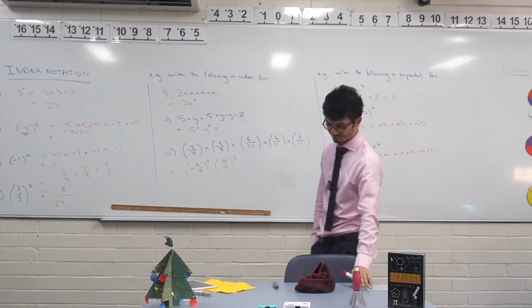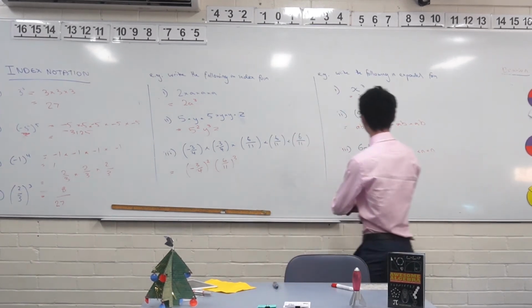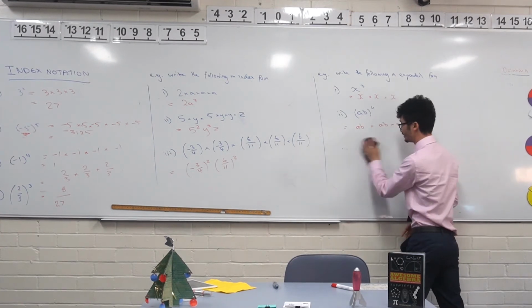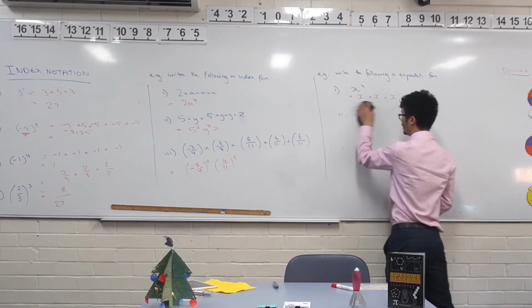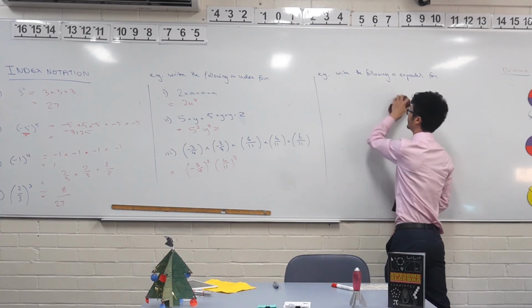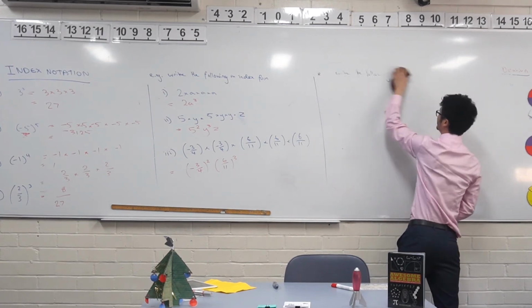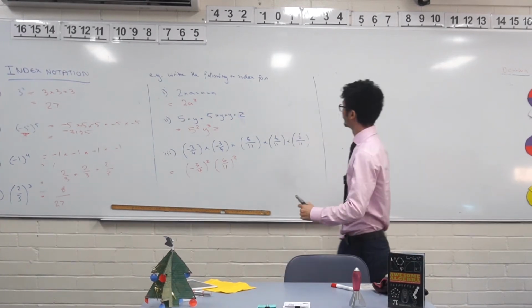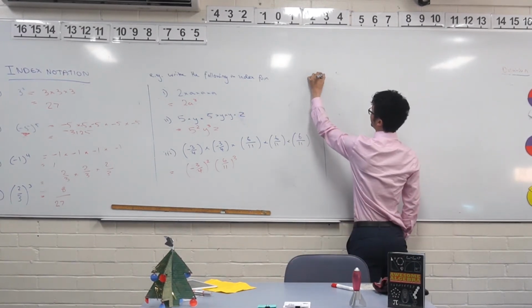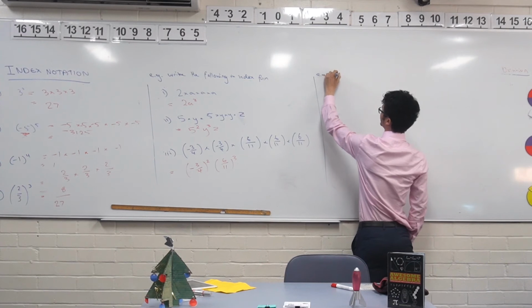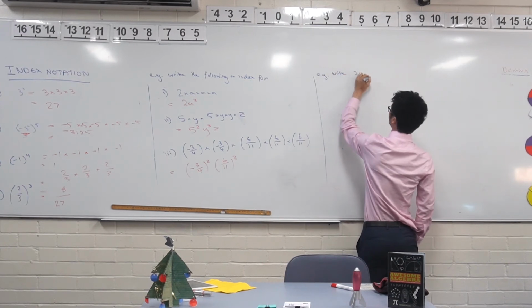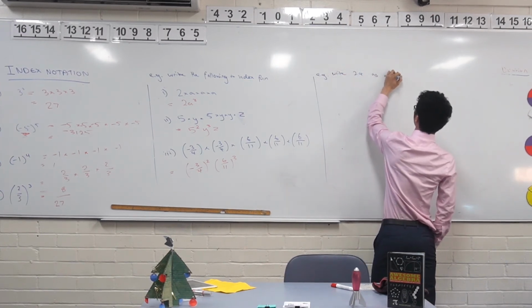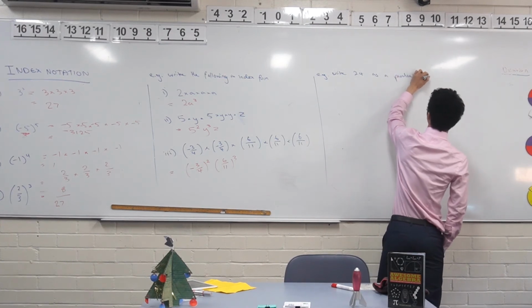One last problem, which is a slightly different concept, which you might have seen before, but we can write different numbers as a product of what we call the prime factors. So here's the question. Write 24 as a product of prime factors.